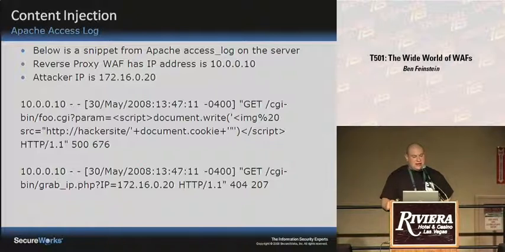So the next log is where we returned that myaddress.class to the browser, and we see immediately afterwards a request hit our server with grabip.php and IP equals 172.16.0.20. So by injecting that script, I've just revealed the IP address of the attacker.